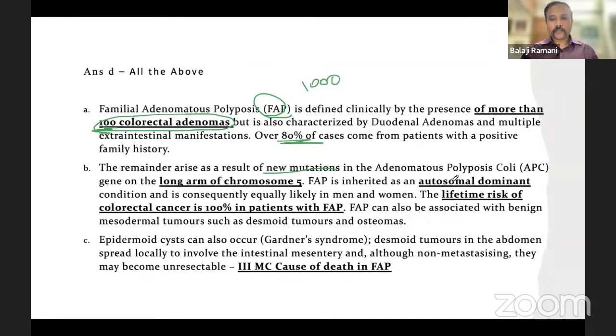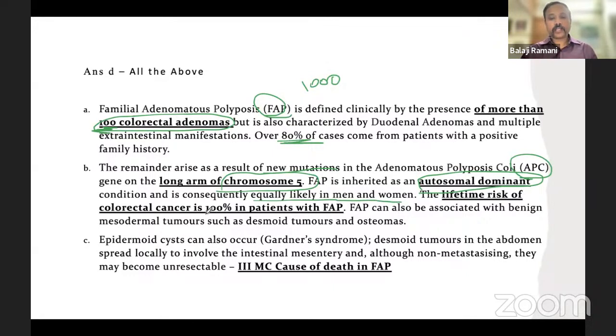So what is the mutation? The mutation happens in the APC gene. The APC gene is found on the long arm of chromosome 5. These are some common questions which will be asked. So chromosome 5, 5q, is where the mutation happens. The inheritance is by an autosomal dominant fashion. It is equally likely in both men and women.